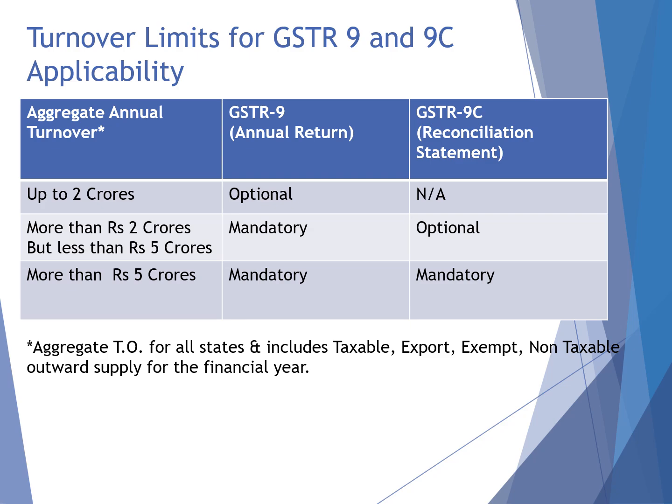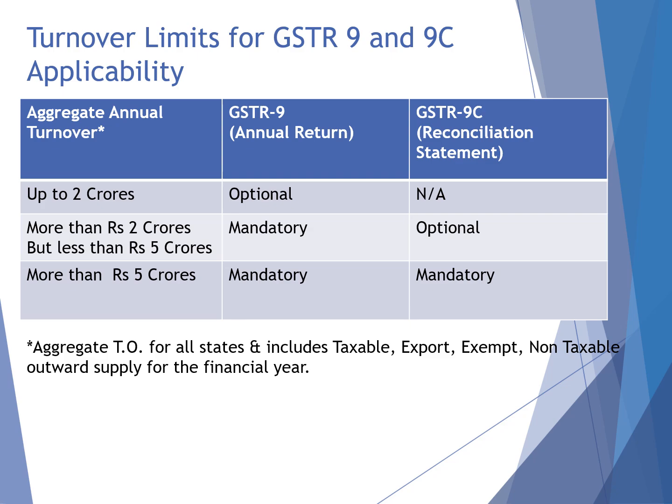Exempt supply includes the supplies exempted by exemption notification, the nil rated supply, and the non-taxable supply. The non-taxable supply means the supply on which the tax is not levied under the GST Act. Export turnover includes the supply of goods and services both with payment of duty or without payment of duty.